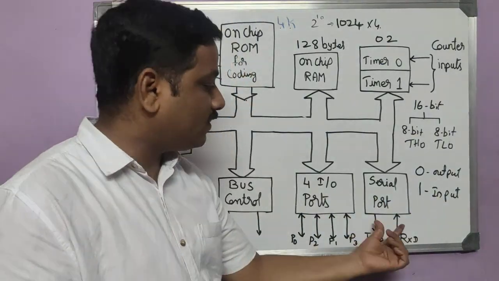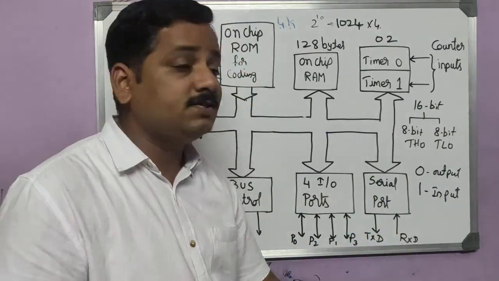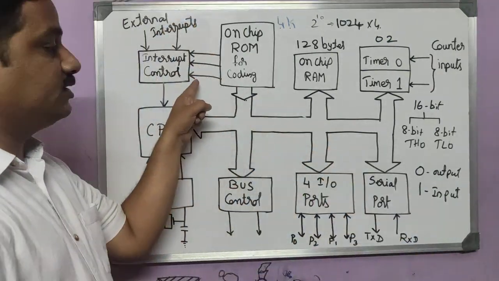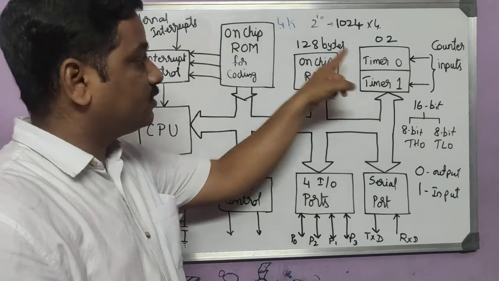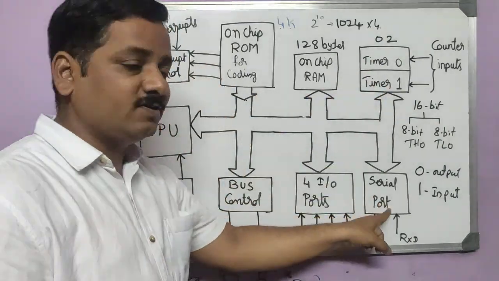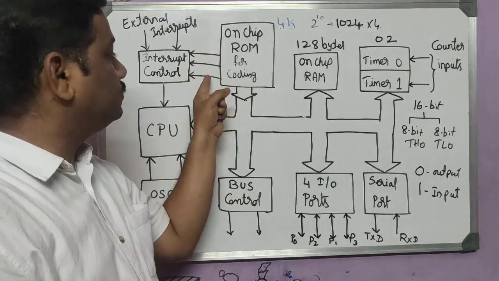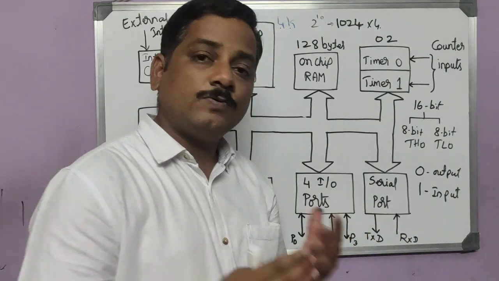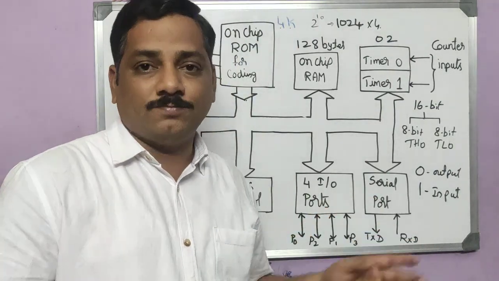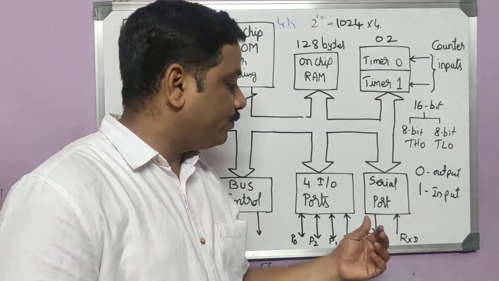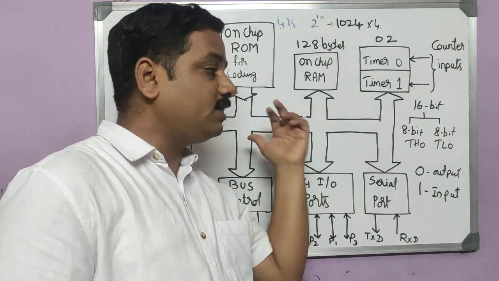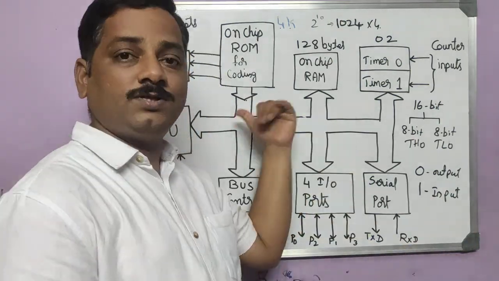Then we have another important block, the serial port. This is going to create another interrupt which I have mentioned here. Two interrupts are because of the timers and one interrupt is because of the serial port. So these are used for creating the three internal interrupts. The serial port is a communication port wherein we can communicate with the CPU, read from the CPU, or write to the CPU.